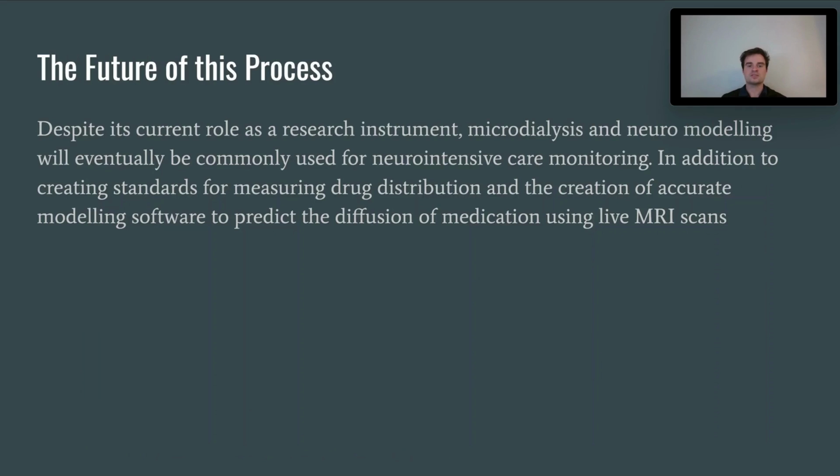The future of this process and microdialysis is to therefore be used for neurointensive care monitoring, to create standards for measuring drug diffusion, and to create accurate modeling software to predict the diffusion and effects of different types of medication in the human brain.